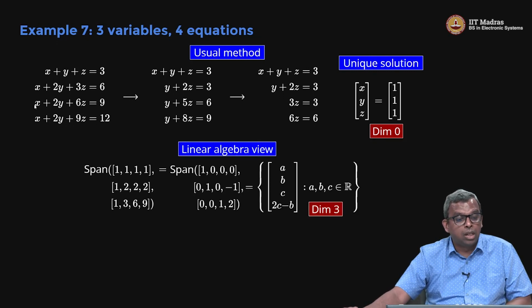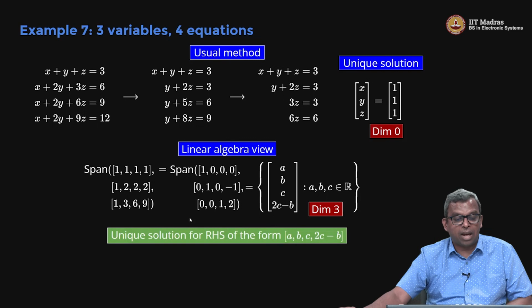Okay, that's interesting. So let's look at the linear algebra view. If you look at the linear algebra view, the span of the columns is (1, 1, 1, 1), (1, 2, 2, 2), (1, 3, 6, 9). If you do an elimination, you go to the reduced echelon form, and you will see that this is the span of (1, 0, 0, 0), (0, 1, 0, minus 1), (0, 0, 1, 2). So if you multiply this by A, this by B, and this by C, the last thing will become 2C minus B. So you notice here the span has dimension 3 and the unique solution has a dimension 0. Okay. So in fact, there is a unique solution whenever the RHS is of the form A, B, C, 2C minus B. If you violate this form, you will not have a solution, right?